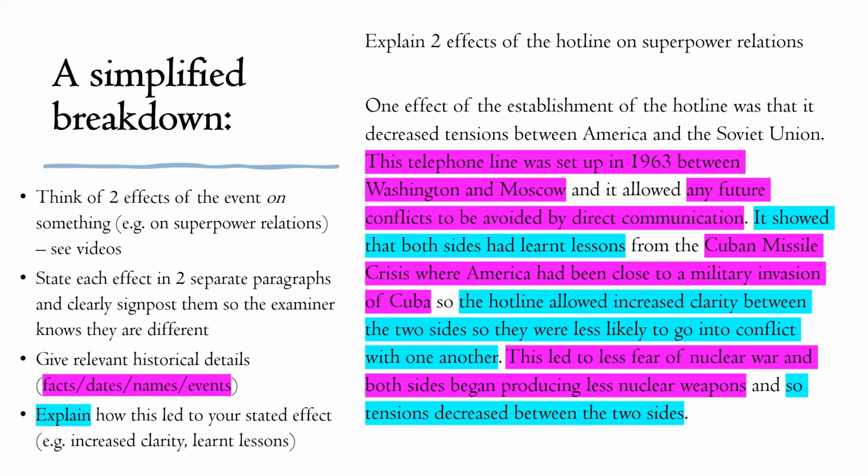And then I talk about the Cuban Missile Crisis, where America has been close to a military invasion of Cuba. That's a historical detail. So the hotline allowed increased clarity between the 2 sides, so they were less likely to go into conflict with one another. Increased clarity, that's an explanation of how this hotline meant that they were less likely to go to war, and therefore tensions decreased. More historical detail. This led to less fear of nuclear war, and both sides began producing less nuclear weapons. And then explanation, and so tensions decreased between the 2 sides. So that's how you can do it very, very simply.